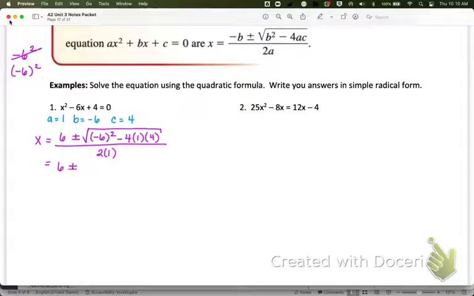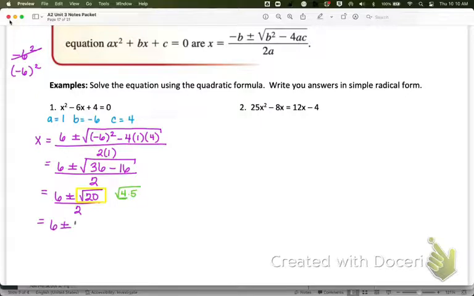So 6 plus or minus the square root of negative 6 squared is 36, minus 4 times 1 times 4, which is 16, all over 2 times 1, which is 2. And that's 6 plus or minus the square root of 20 over 2. So now we need to check, can we simplify the square root of 20? And there is a perfect square that goes into 20. That's 4 times 5. And the square root of 4 is the perfect square. So this is 6 plus or minus 2 root 5 over 2.